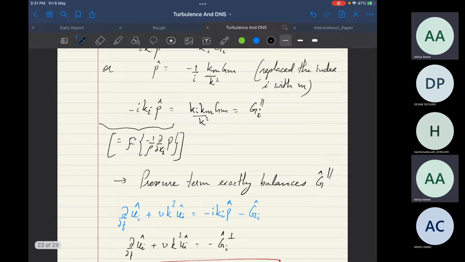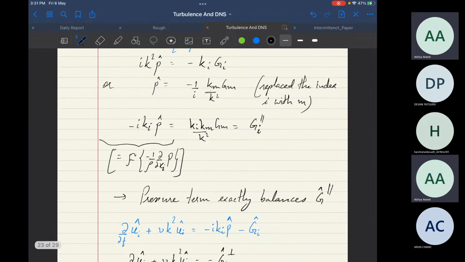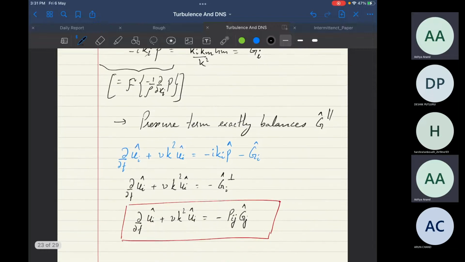So what this shows is your pressure term, that is the gradient of pressure, is basically the Fourier transform of this term. Now this equation shows that your pressure term exactly balances the parallel part of the convective term in Fourier space.